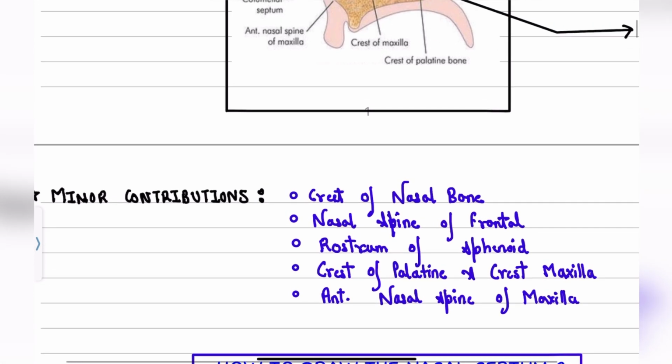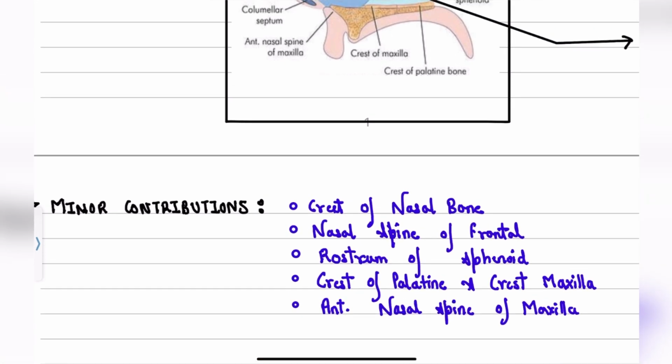So, minor contributions, let me enumerate them. First, we have the crest of nasal bone and the nasal spine of frontal. That's how I remember it, because crest of nasal bone and nasal spine of the frontal. Then we have already remembered the rostrum of sphenoid. Then we have two crests. First, we have the crest of palatine and the crest of maxilla. Then we have the anterior nasal spine of maxilla.